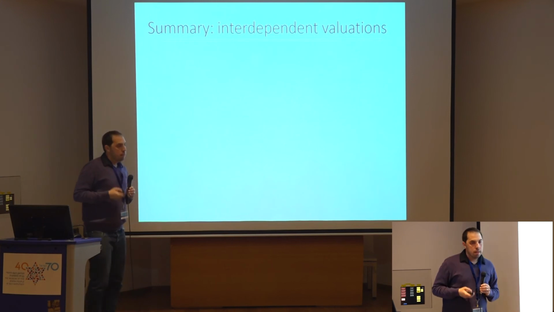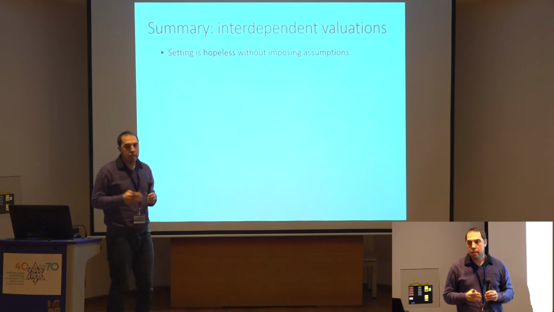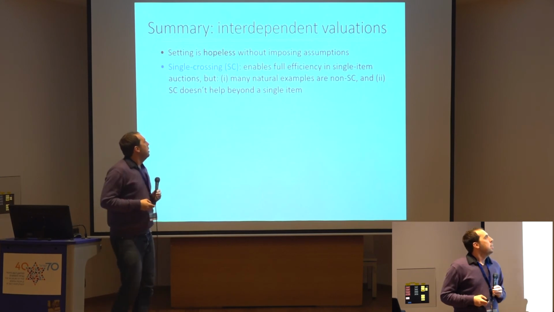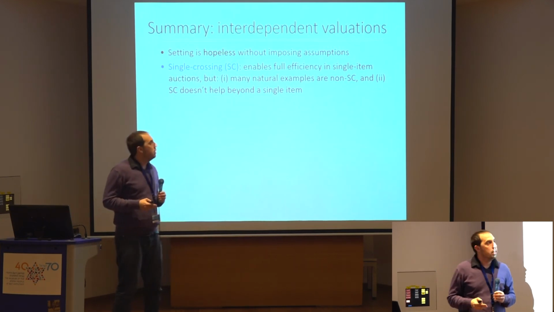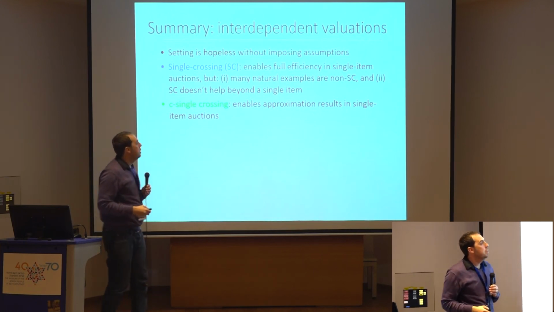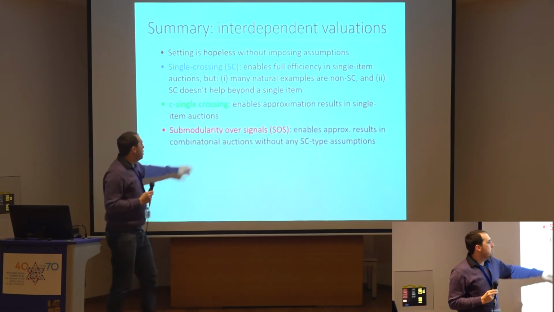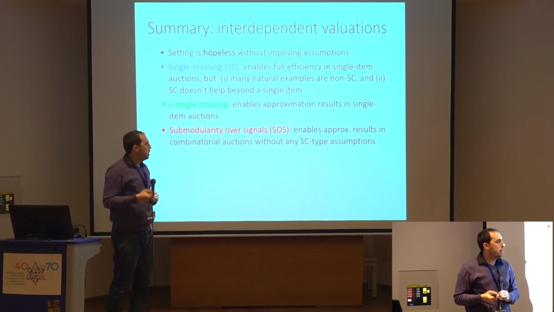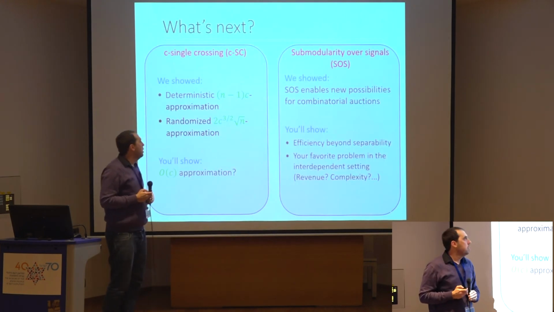And let me summarize. So I talked about how, without any assumptions, this interdependent values model is very hard. And with single crossing, we can get some nice results, but only for a limited domain. And so we introduced the notion of single crossing, which enables some approximation result for a single item. And we also introduced the notion of submodularity over signals, so that we can get a nice approximation result without any single crossing type assumption.